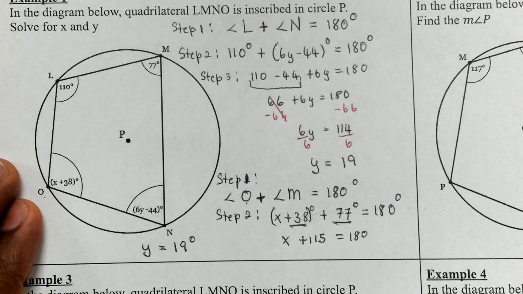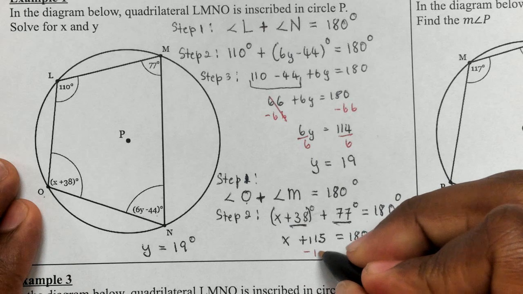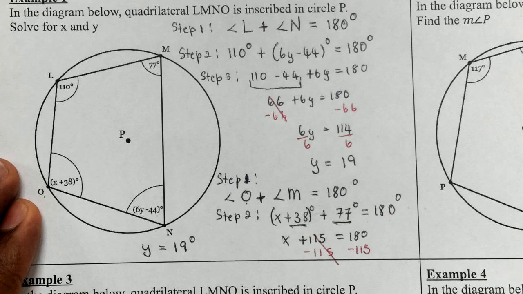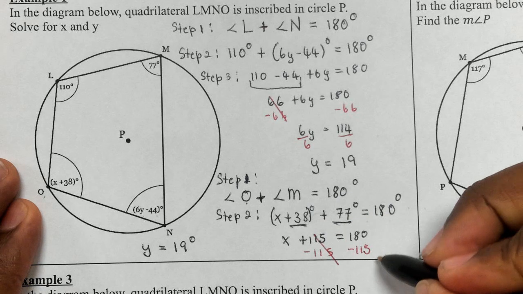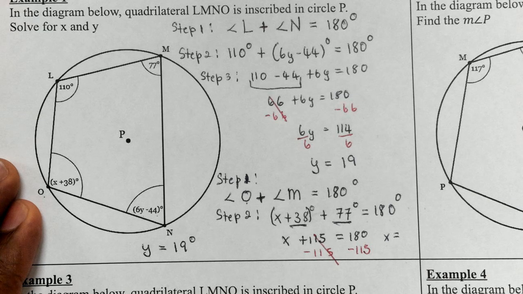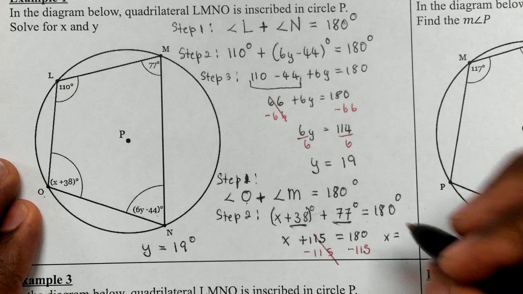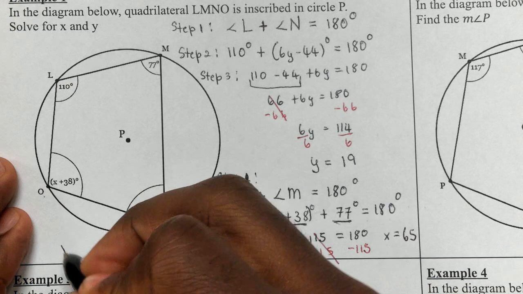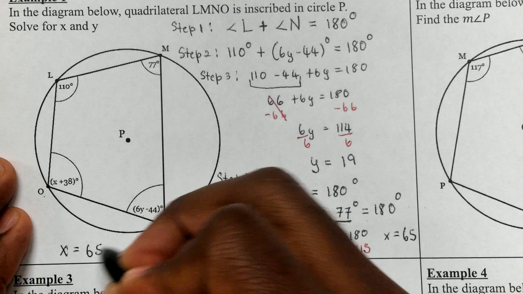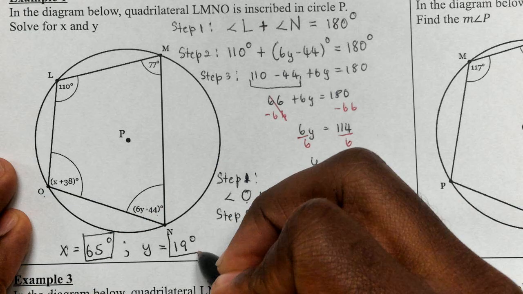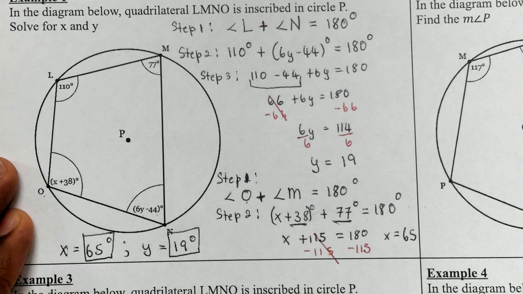Then to find the value of x, I will subtract 115 on both sides of the equation. That will cancel, and my x will be equal to 180 minus 115, which is positive 65. So my x value will be 65 degrees. Again, guys, just like that, if you follow those steps, you'll be fine.